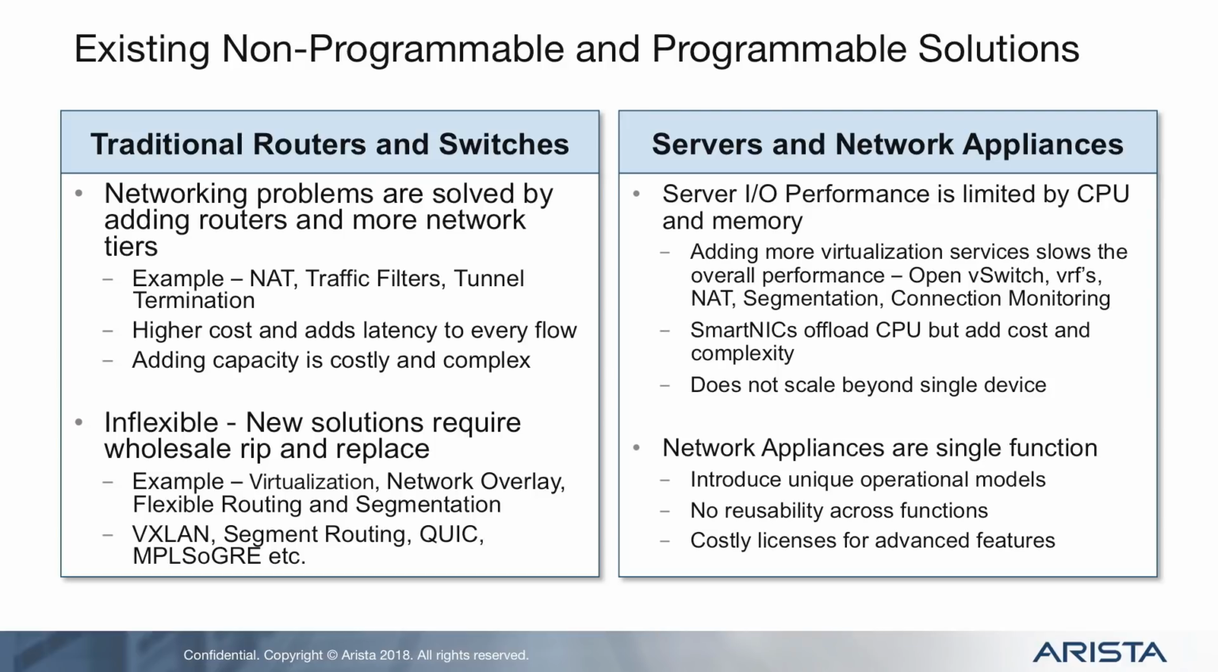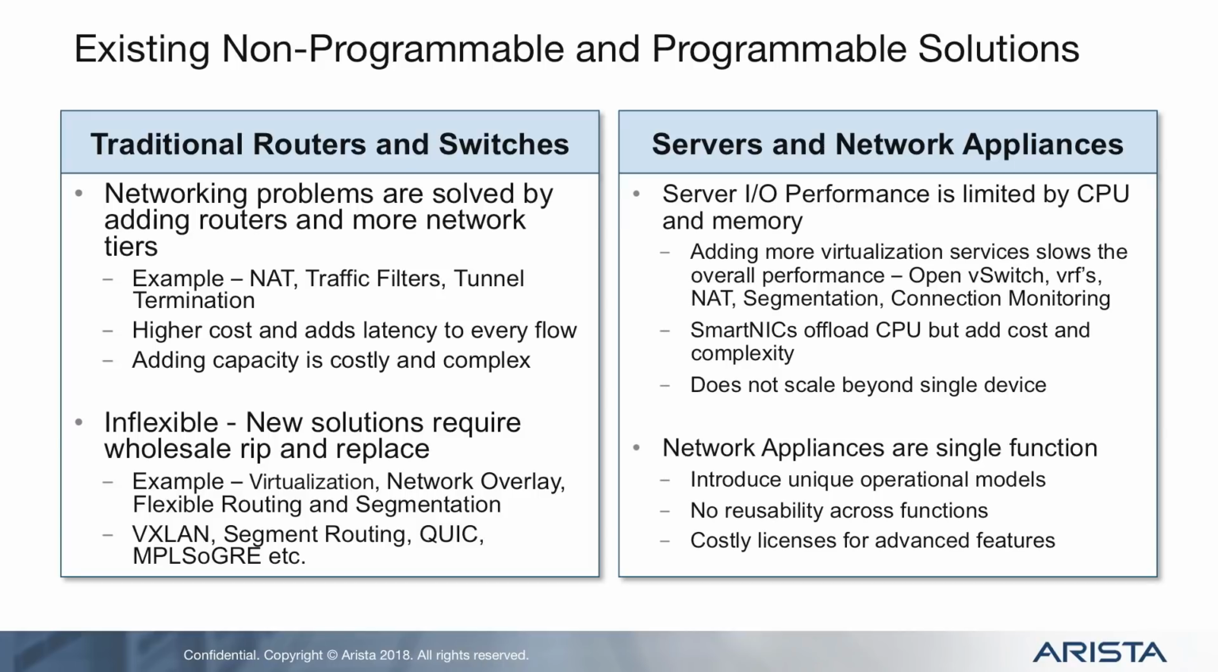Solutions themselves are relatively inflexible. Every time you want to add in a new protocol or a new feature set, that can require a wholesale rip and replace. Examples of this are in the areas of virtualization, network overlay technology, implementation of new routing protocols, or segmentation. So segment routing, VXLAN, QUIC, or something as simple as MPLS over GRE. Those can be areas where wanting to add those into your network requires you to go out and procure and deploy a new network technology.